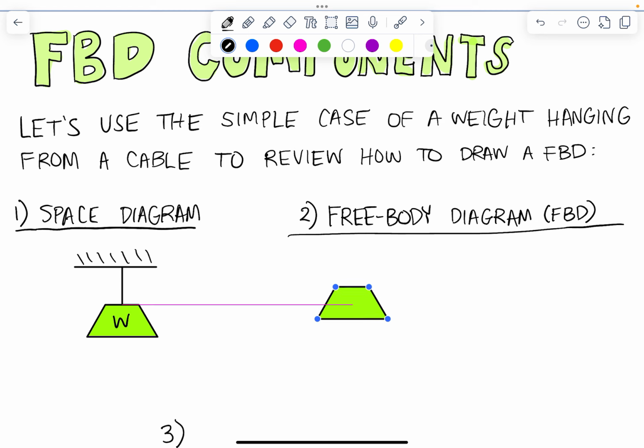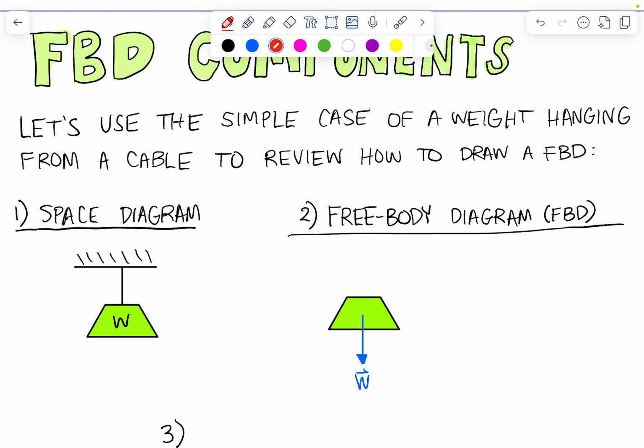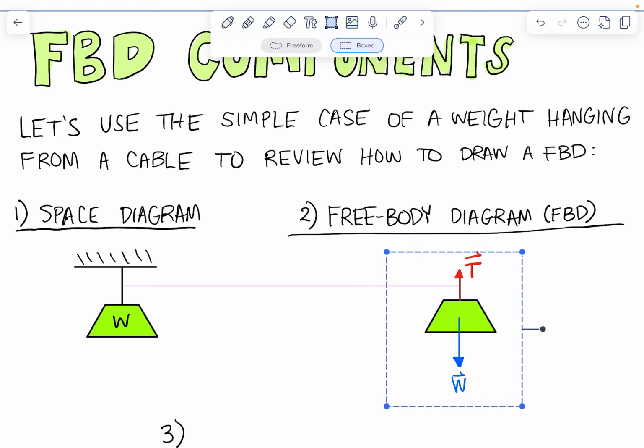So drawing the free body diagram can be tricky, but in this case, I think you guys are smart. You can get it. So we've got a weight that's acting down, right? We'll call that W. And then we've got the tension of the rope that's pulling this upwards. Right, so we've seen this before, but here's our free body diagram.